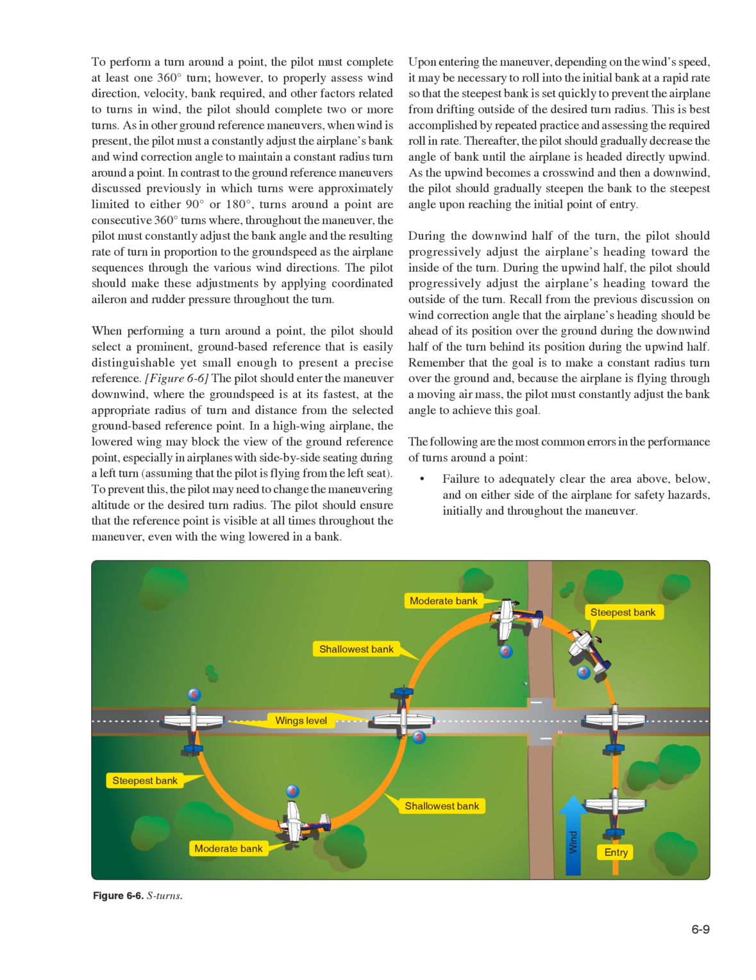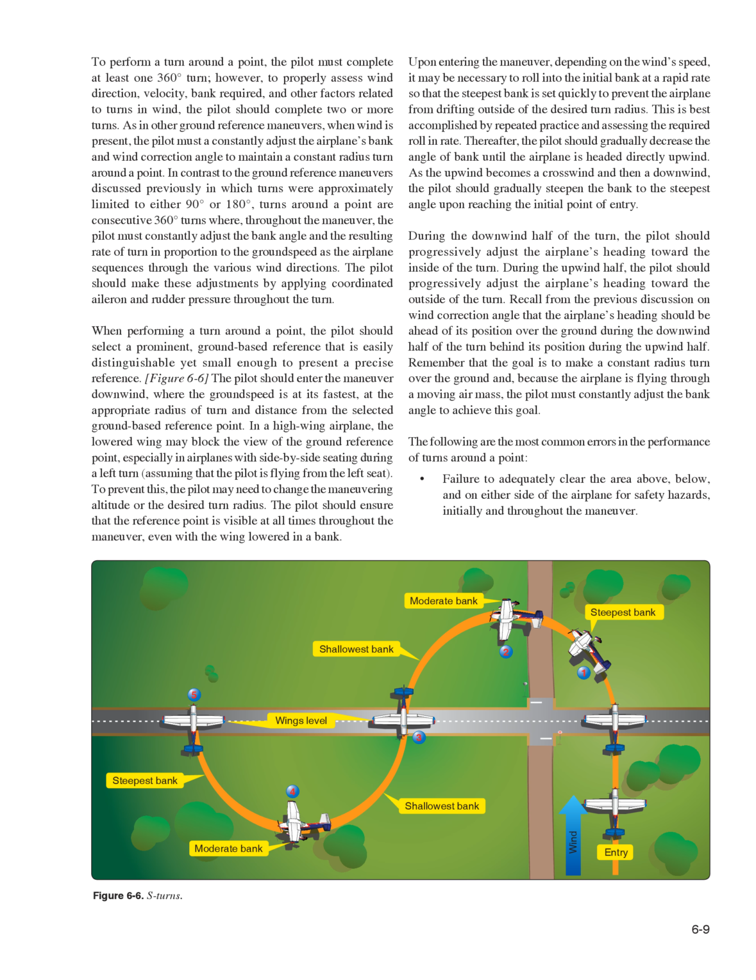In contrast to the ground reference maneuvers discussed previously, in which turns were approximately limited to either 90 degrees or 180 degrees, turns around a point are consecutive 360 degrees turns where, throughout the maneuver, the pilot must constantly adjust the bank angle and the resulting rate of turn in proportion to the ground speed as the airplane sequences through the various wind directions. The pilot should make these adjustments by applying coordinated aileron and rudder pressure throughout the turn.